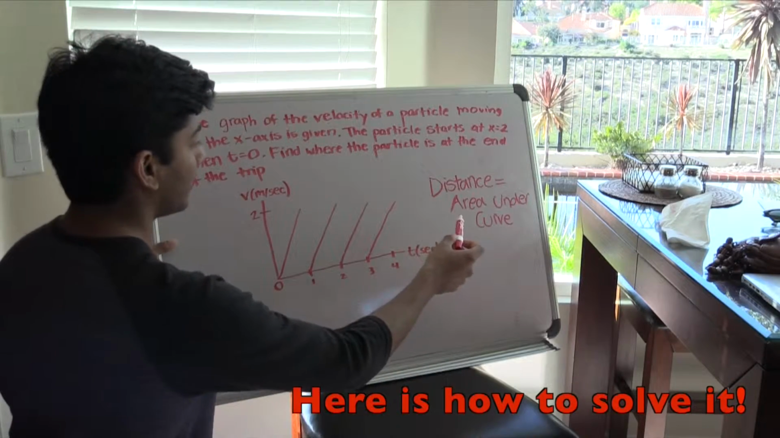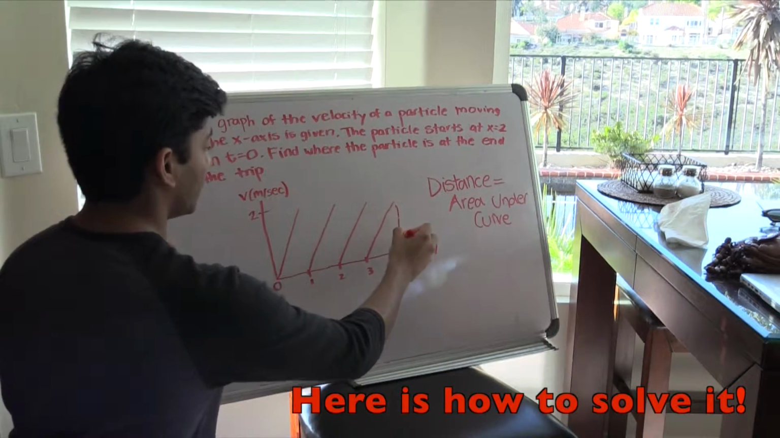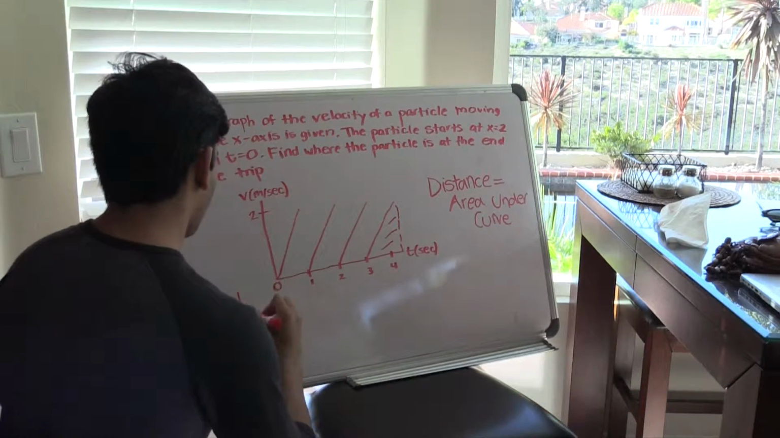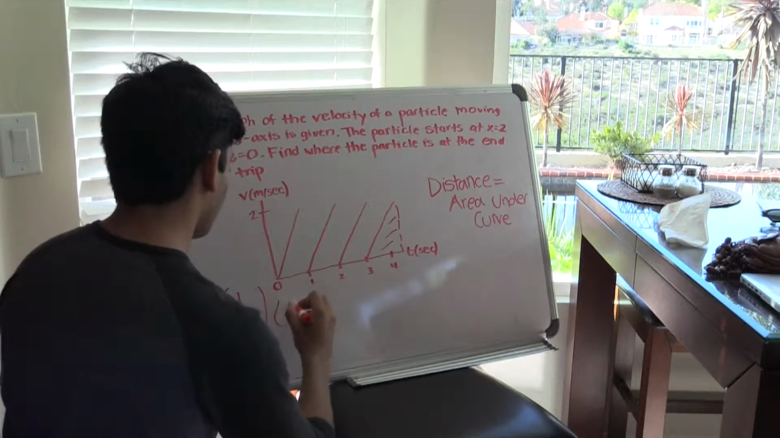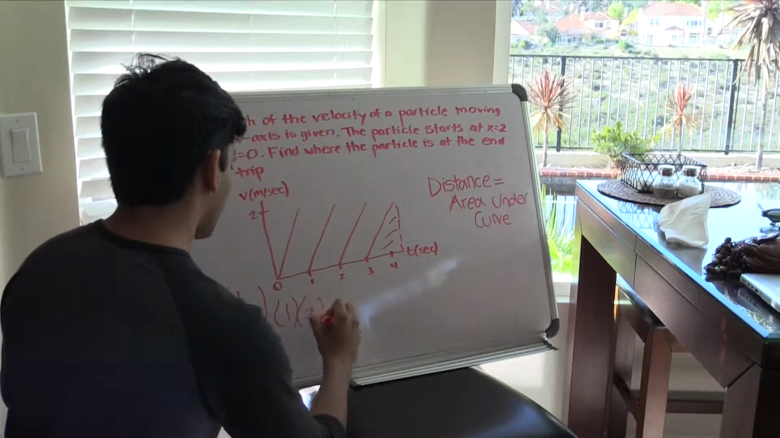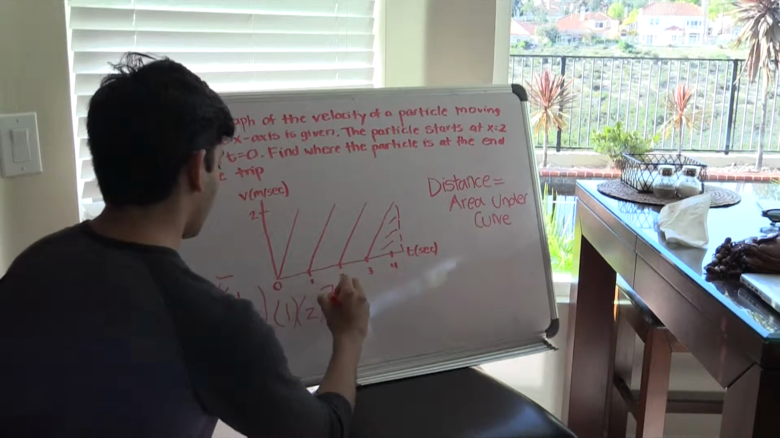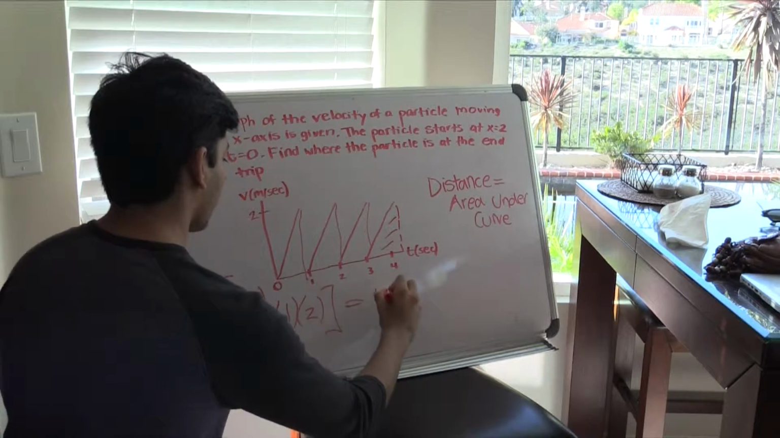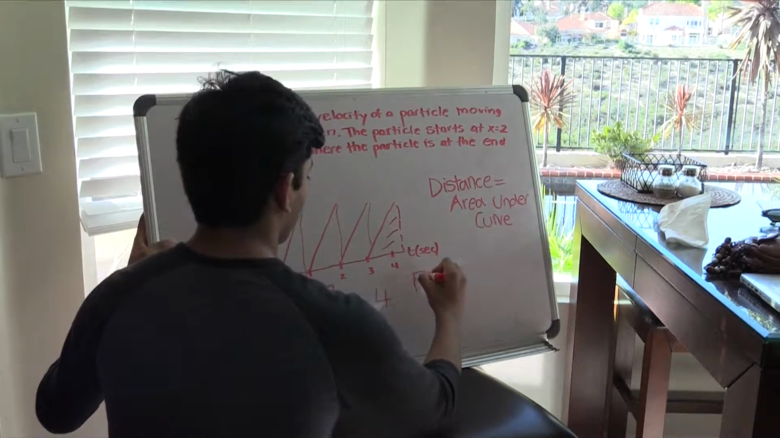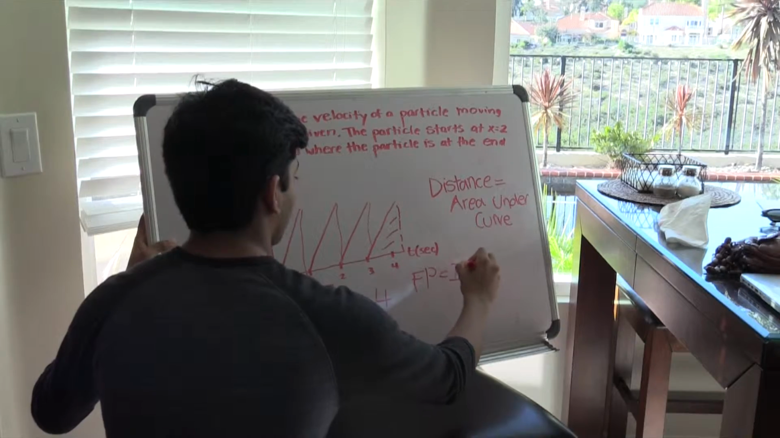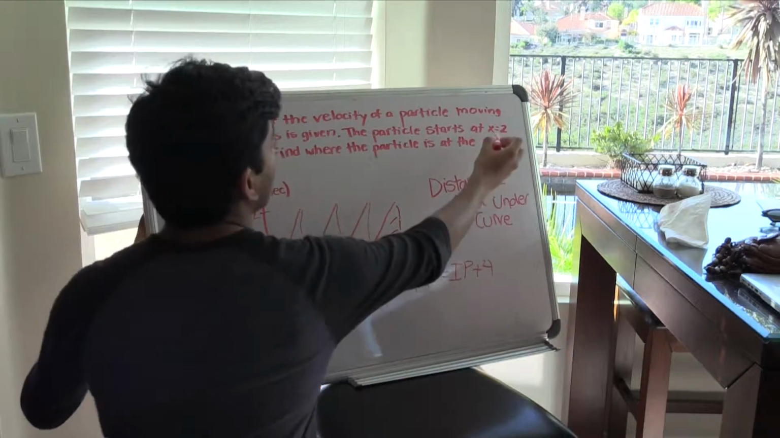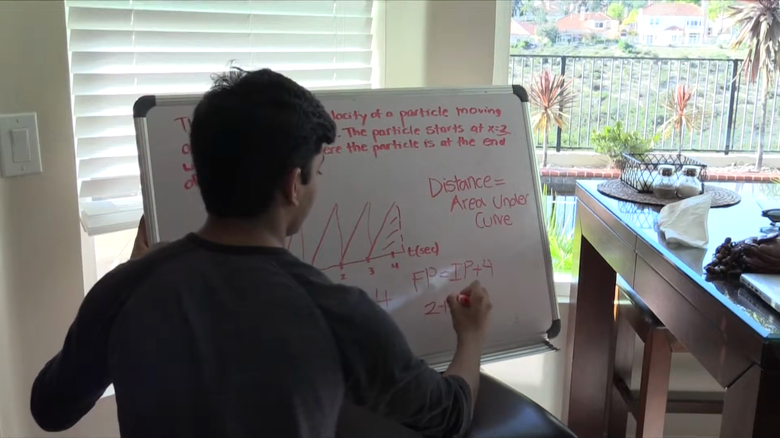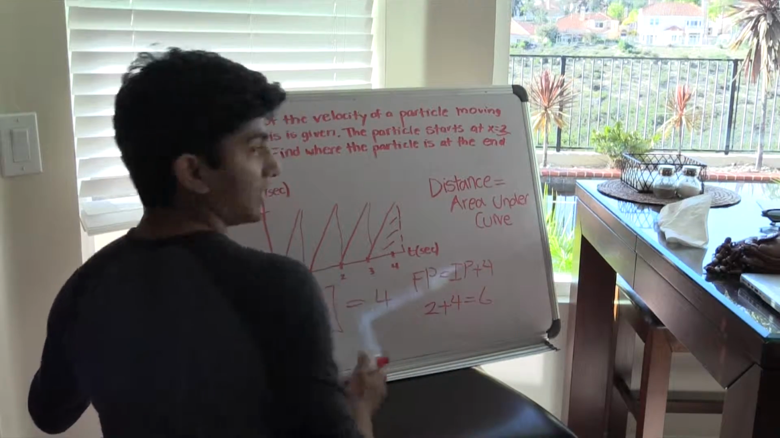So distance equals area under the curve. If we wanted to find the area of one of these regions, it would be 1/2 base, which is 1, times height, which is 2. And we want to multiply that by 4 because there are 4 regions, and that would give us 4. So the final position would be the initial position plus 4. In the problem, it's given that it starts at 2, so it'd be 2 plus 4, which is 6. So we need 6 cups of cookie dough.